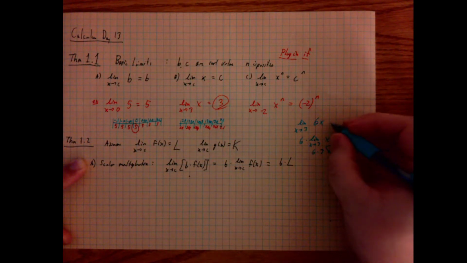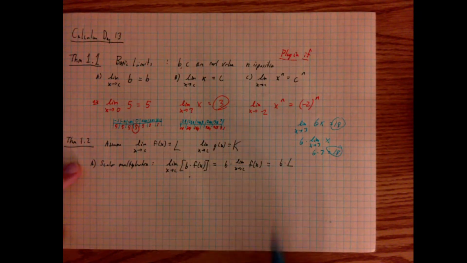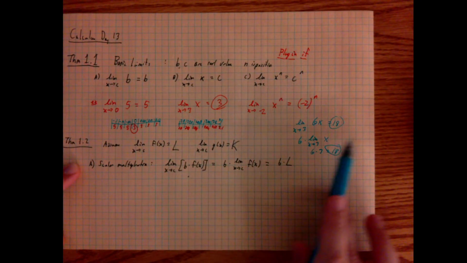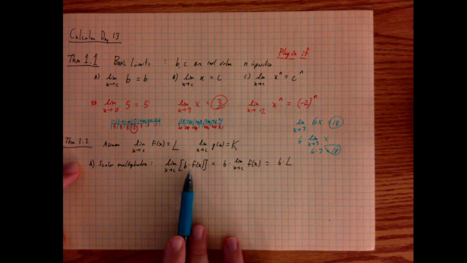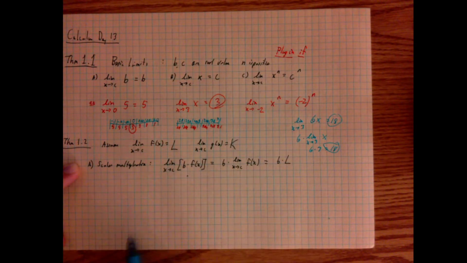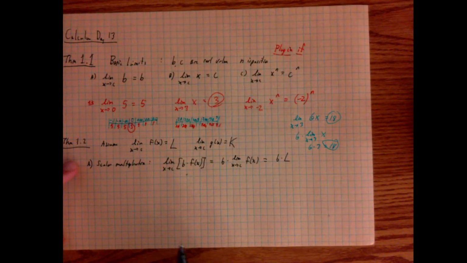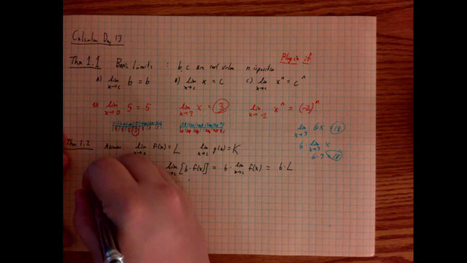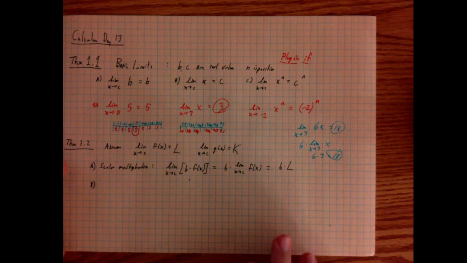Meaning the limit as x approaches 3 of 6x is 18. In other words, it can be summarized as plug it in. So this allows us to take a function that is multiplying to one of our previous basic limits and rewrite it as a multiple of that basic limit. And we'll do lots of examples of these because these are like the big deal for today.